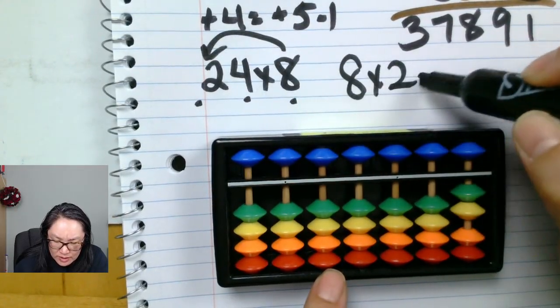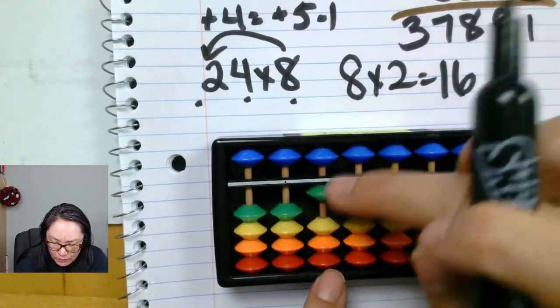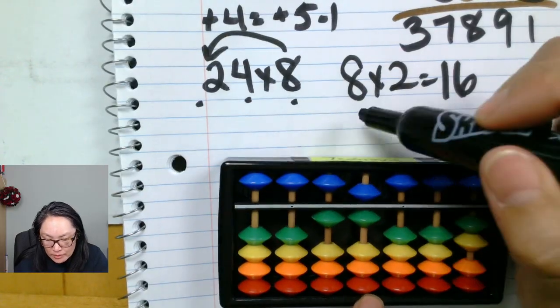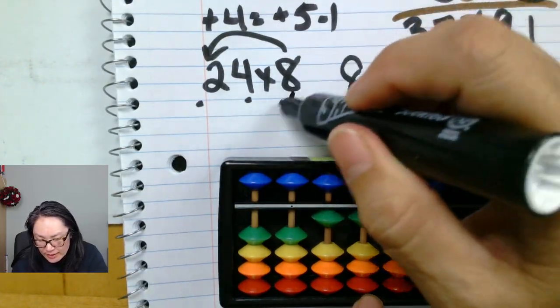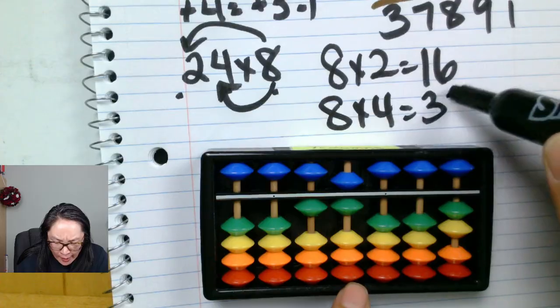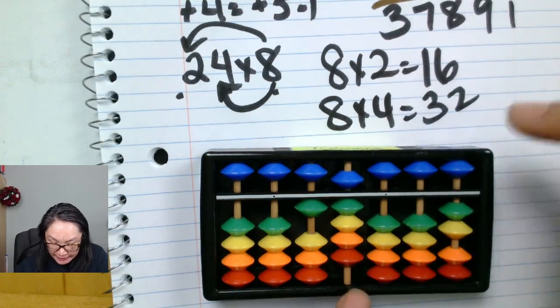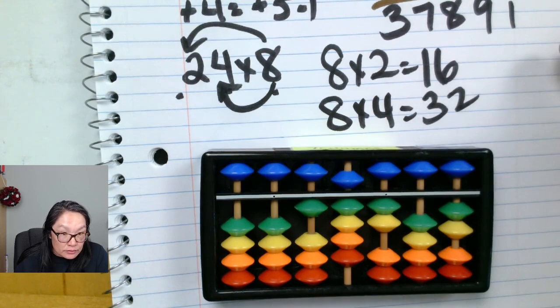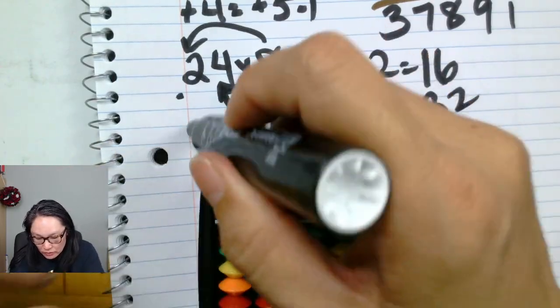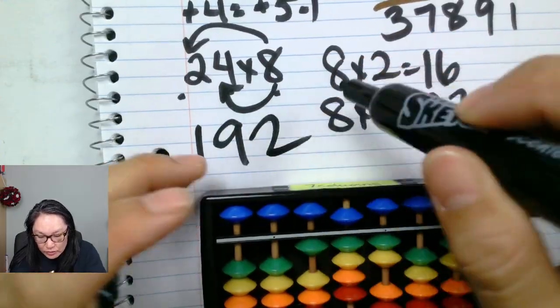8 times 2 is equal to 16. Add 1, add 6. 8 times 4, why? Because I do this one. That's next. 32. Add 3, add 2. Is it 16? 36? No. Yeah, 32. So my final answer is 192.